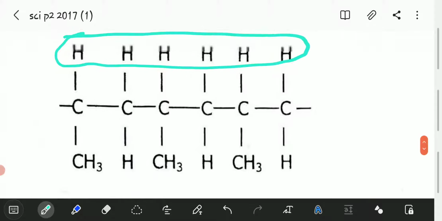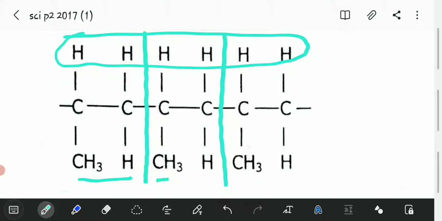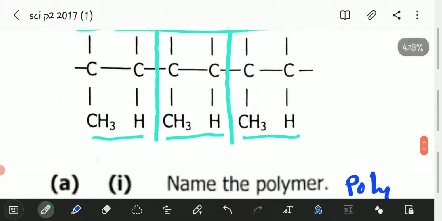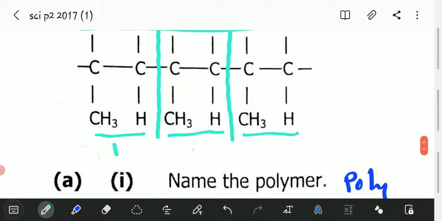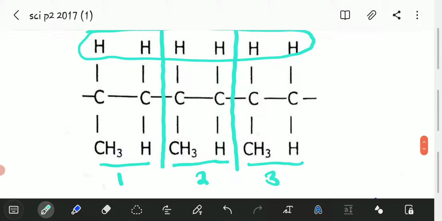So we can now draw a line. Here is our first. This is what is repeating. We come and draw another line. Again, here it's repeating. Then we have that one. So in this particular case, we have 1, 2, 3 repeating units. Now we want the name. For you to determine the name, you only need one repeating unit.